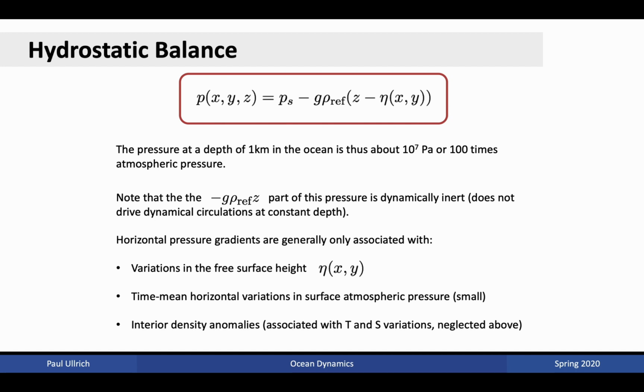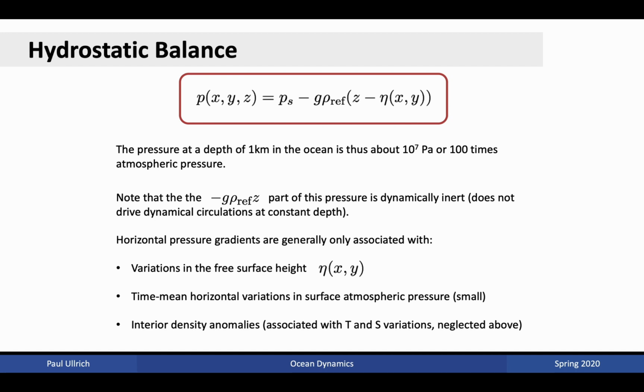Consequently, you have much more mass of seawater above you under a very short depth as opposed to being on the surface. Note, however, that this minus g rho reference z part of the pressure is effectively dynamically inert. That is, it does not drive horizontal dynamical circulations at constant depth.